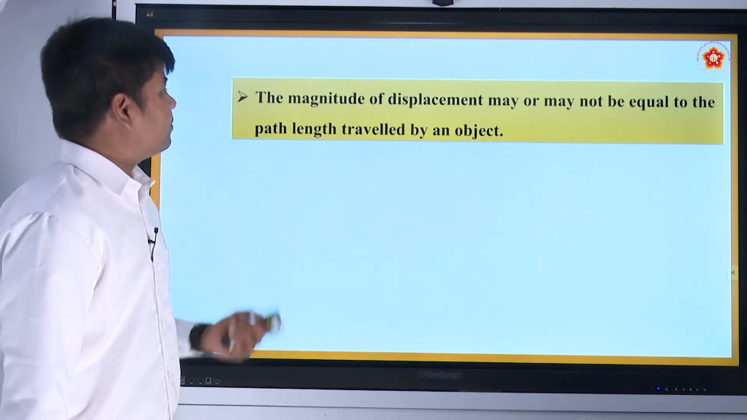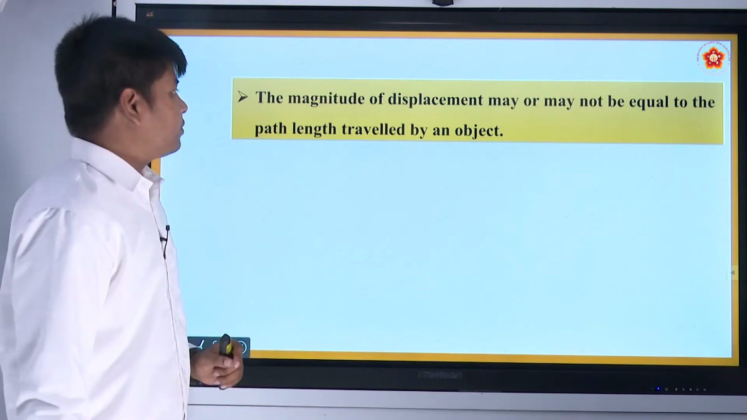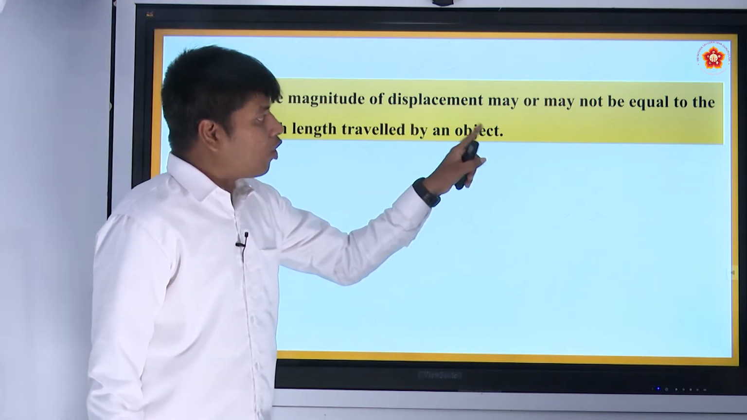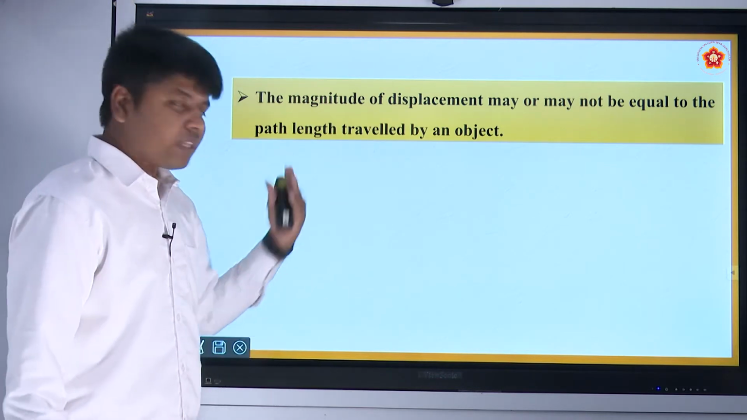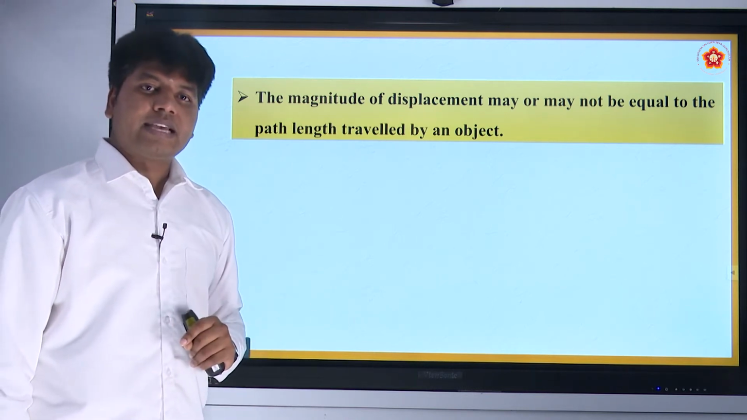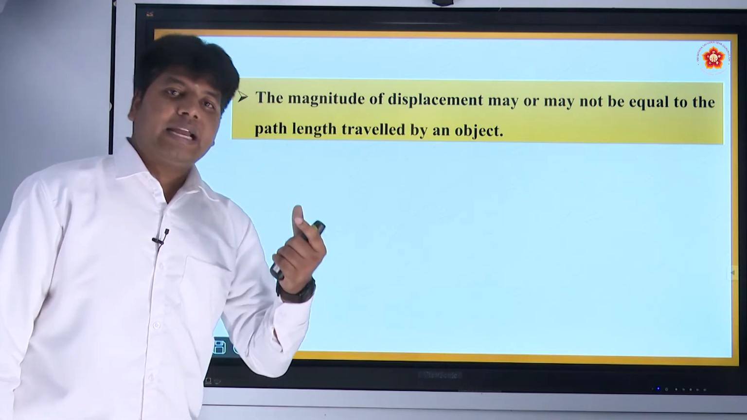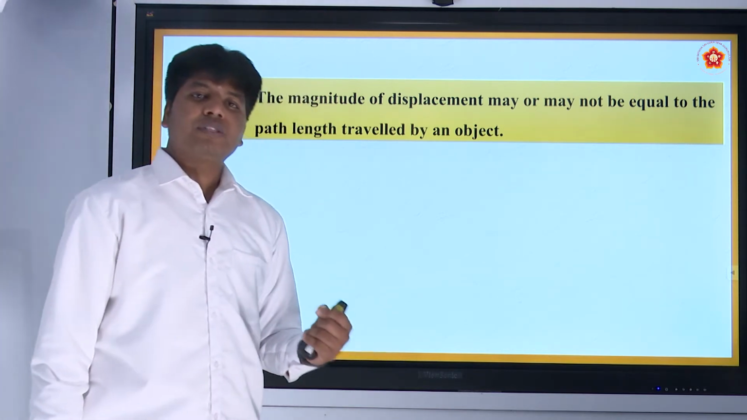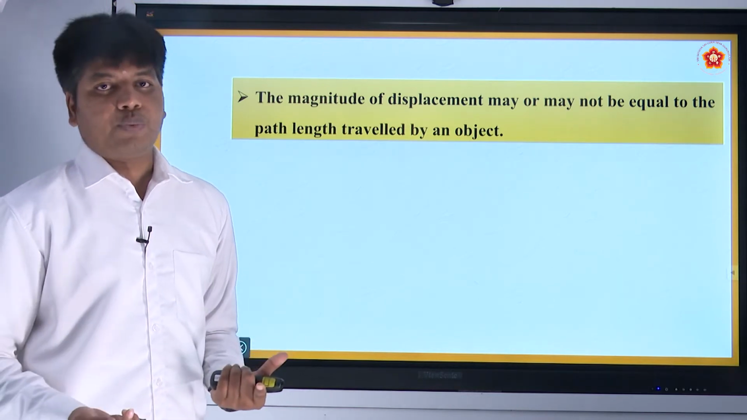Now let us see one more. We have done all the cases, so we'll deduce from our observation: the magnitude of the displacement may or may not be equal to the path length traveled by the object. That is what we have seen in the last 3 examples. In the second case only, we came across displacement and distance being equal, because you are starting from your house and the final position is college. So there the distance and displacement are equal.